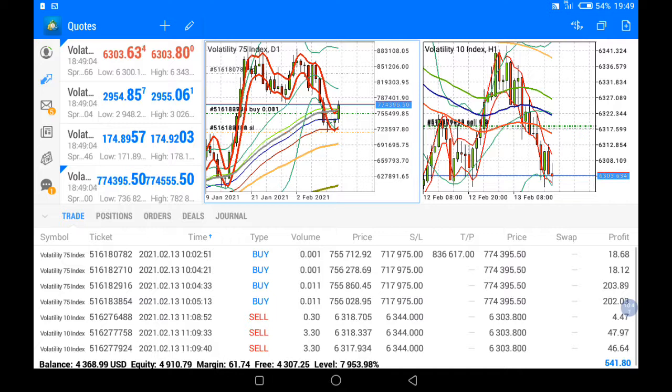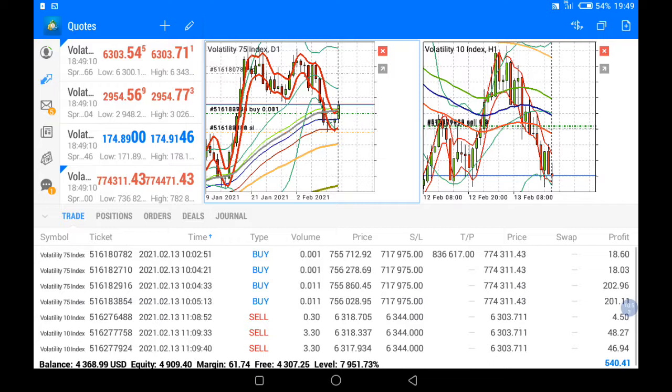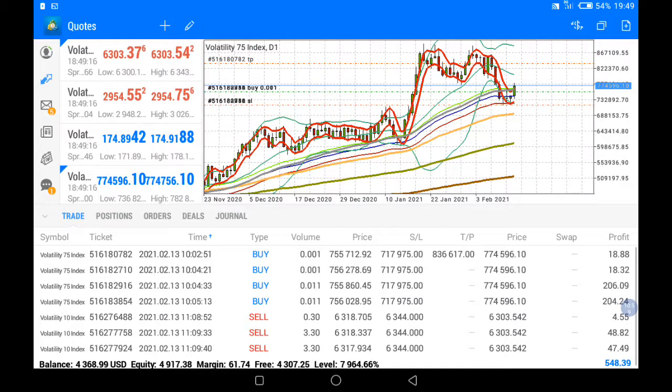So you can actually see this market. This is the volatility 75 index. I'm just going to hold this trade for some days, and see how it flies accordingly. This is a long-term trade. It's going to be a swing trade. I'm going to hold it for some days and see how it goes.